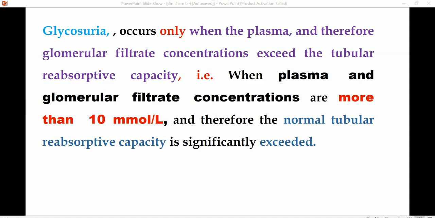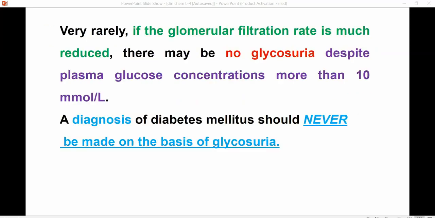180 milligram per deciliter or 10 millimole per liter. In very rare conditions, the glomerular filtration rate is reduced and there may be no glucosuria detected. In this condition, it does not mean the plasma glucose level is below 180 milligram per deciliter. Therefore, the diagnosis of diabetes mellitus cannot be made on the basis of glucosuria.